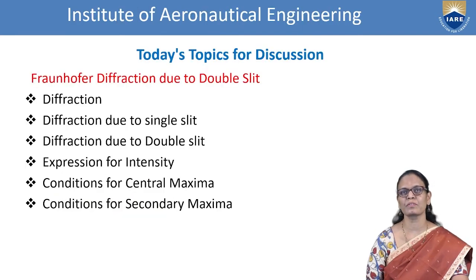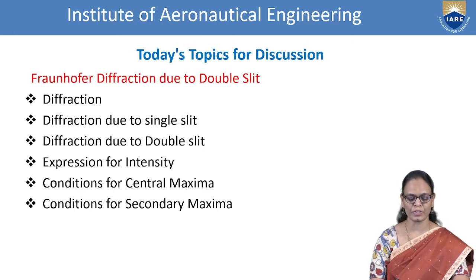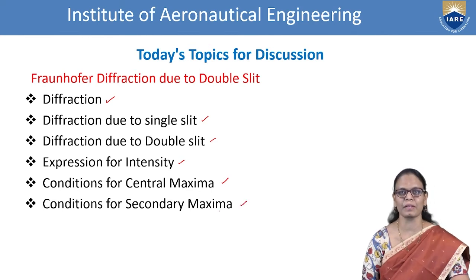Now let us see how we are going to discuss this topic. First, we'll try to understand what is diffraction. We'll have a quick recap, and also we'll get the expressions for diffraction due to single slit. Whatever expressions we get from single slit, we are going to use them in double slit, and we are going to see how the diffraction phenomenon occurs due to double slit, and then we'll derive an expression for the intensity and see the conditions for central maxima, secondary maxima, and also minima.